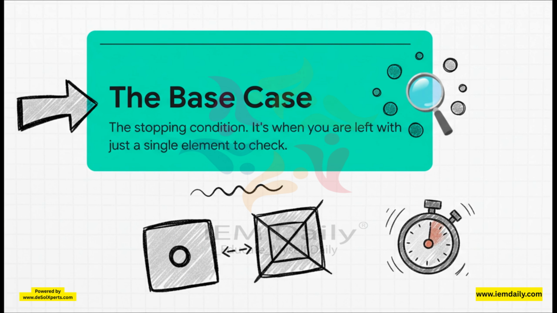You can think of this as the simplest possible version of the problem. For our search, it's what happens when we've divided the list so many times that we're down to just one single item. There's no more dividing left to do. We just have to ask, is this the one we're looking for? This is our stop sign, and it's absolutely crucial.